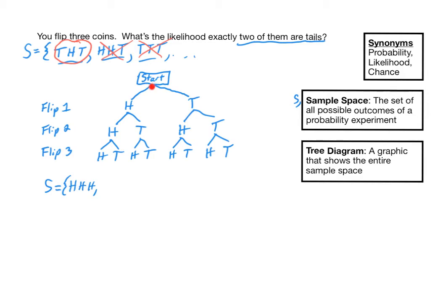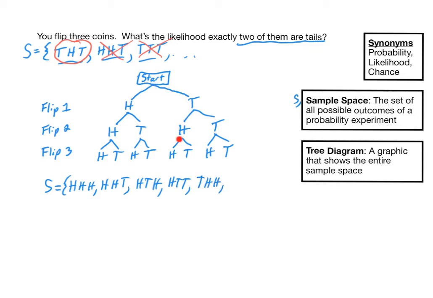The next path you've got from start is heads, heads, tails. I'm going through this systematically to make sure I don't repeat or miss anything. The next path through the tree is heads, heads, tails, heads. The next possible path here is heads, tails, tails. Then you've also got tails, heads, heads.